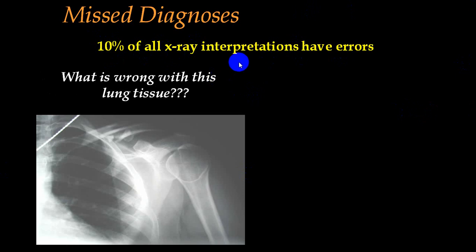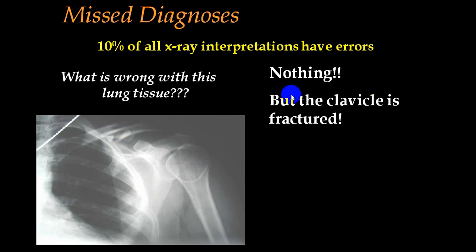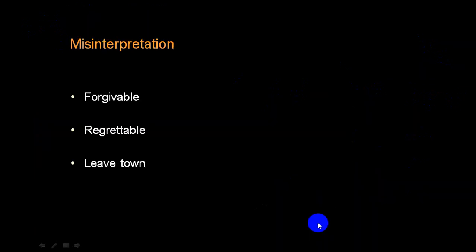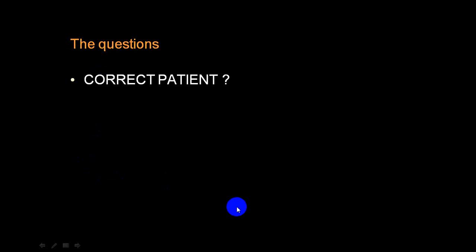maybe a dangerous one. Say here, there is a fracture of the clavicle. So this miss is wrong. The fracture clavicle is there, and the person has already given you a history. Look for that fracture clavicle. So if there are multiple problems, don't focus on many abnormalities. Some misinterpretation is forgivable, some is regrettable, and with some misinterpretation you might have to leave that town and stop your practice. So always ask the question, is this the correct patient?